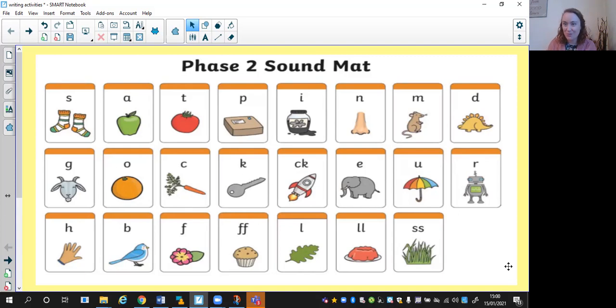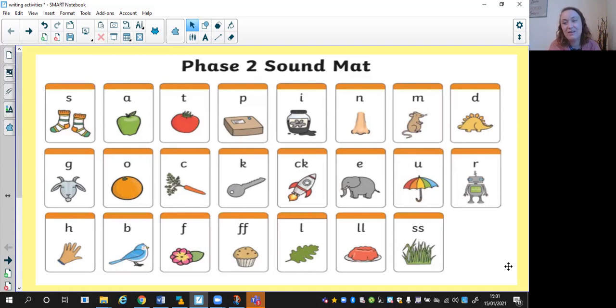Okay. Next one. What does the word foot start with? Foot. Did you get it? It was f. Well done. Next one. What about the word teddy? What does teddy start with? Can you find the sound? Brilliant. And what about the word cup? What does cup start with? Got it?